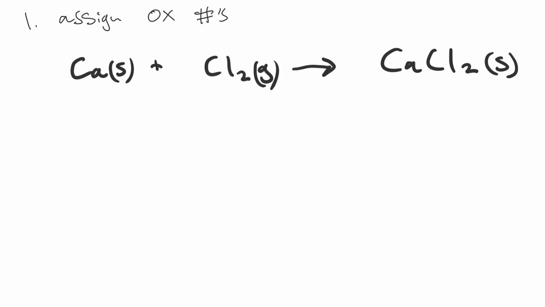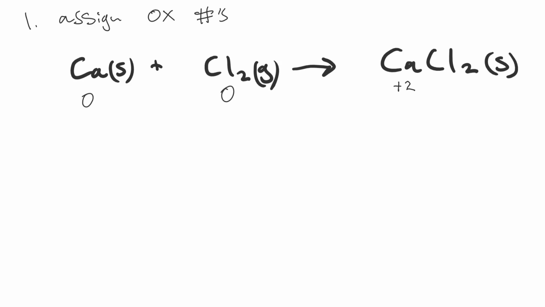We'll start off with the easy stuff. On the reactant side, both calcium and chlorine are in their elemental forms, so they have oxidation numbers of 0. I'll denote this by putting a 0 underneath each element. On the product side, we need to assign oxidation numbers for the compound calcium chloride. Calcium is a group 2 metal, so it'll have an oxidation number of +2. The +2 goes underneath it. That's the oxidation number on calcium.